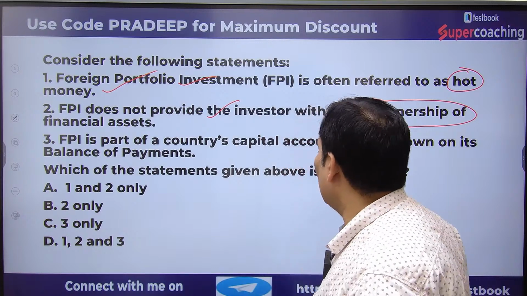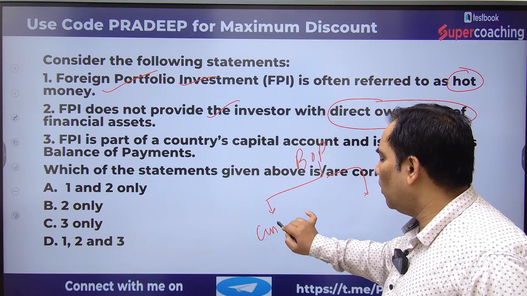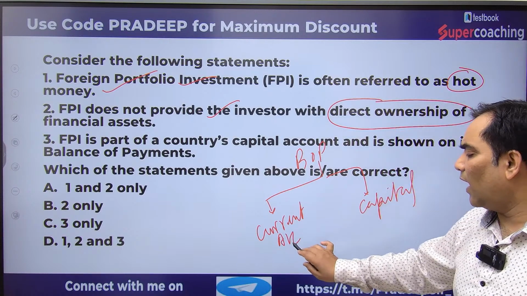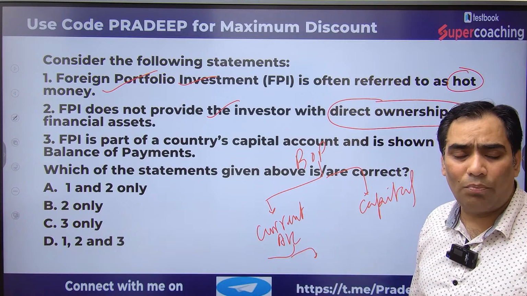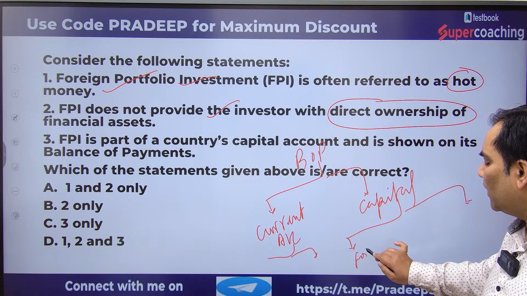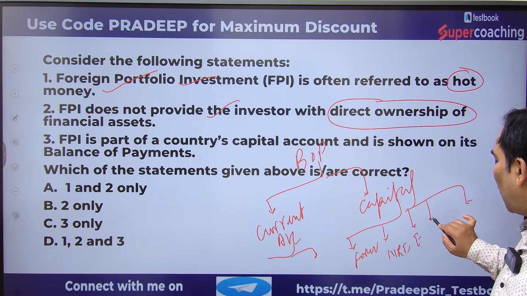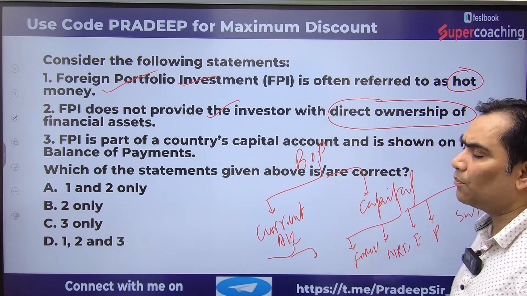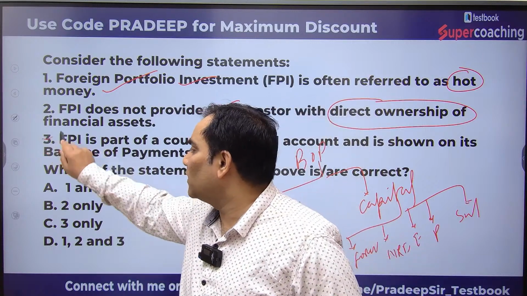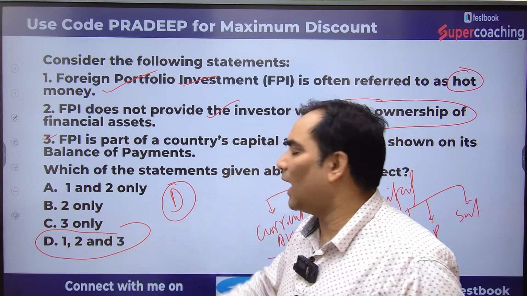Whereas third statement, when we talk about the balance of payment, it can be categorized under two categories. One is known as current account, the other is known as capital account. In the current account, there is the visible or trade account, and the service account. Whereas in the capital account, there is foreign investment, NRI deposit, external commercial borrowings, public debt, and sale and purchase. So foreign investment includes both FDI as well as FPI. That's why the third statement is also correct. That's why the right answer is D only.